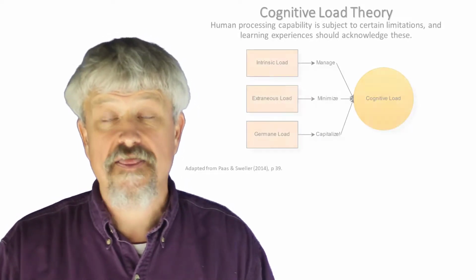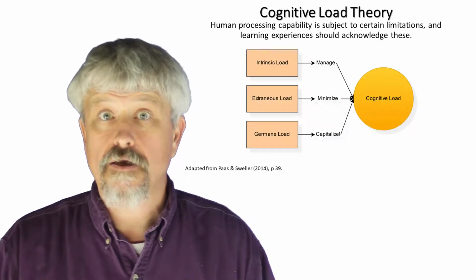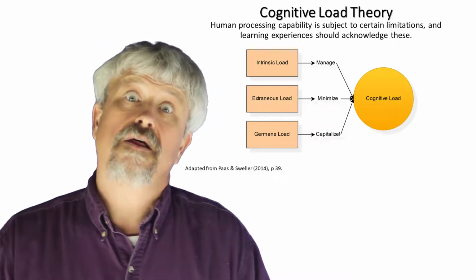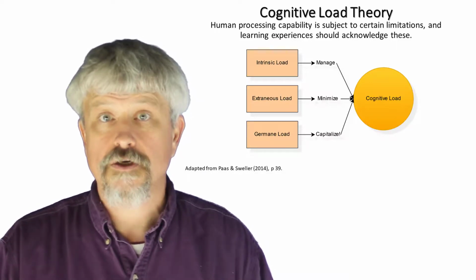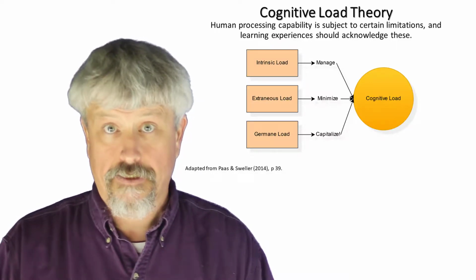Now, we don't really know how our brains work, but we still try to figure it out, and there have been several theories proposed to try to describe the processes and mechanisms that happen with cognition and learning. One of them is called cognitive load theory. And to kind of simplify, this theory describes three loads on our cognition.